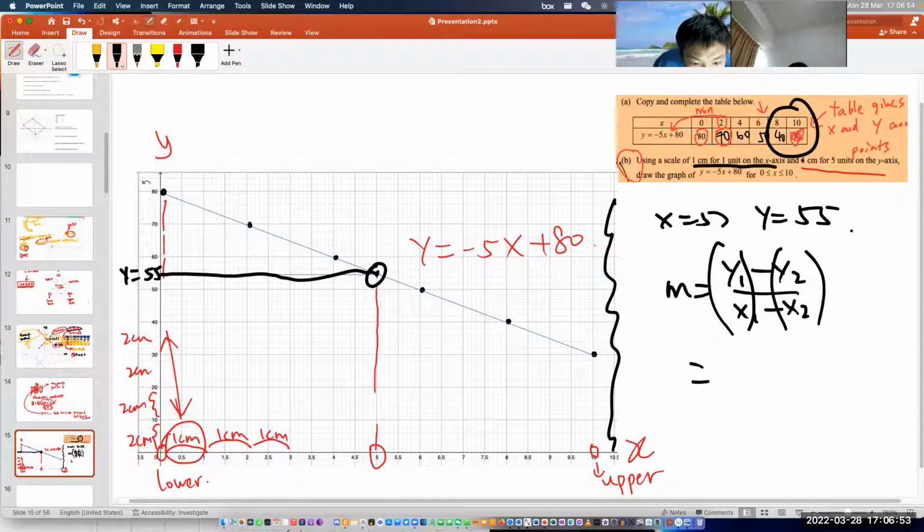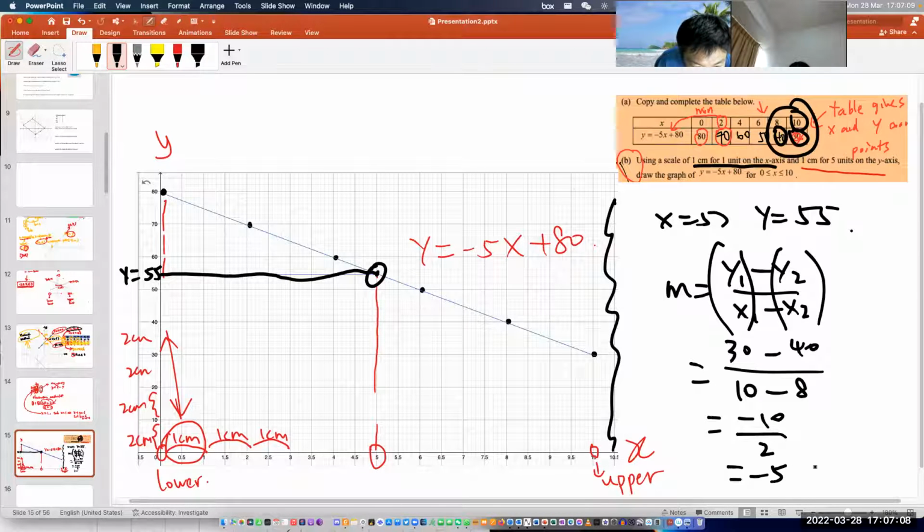Okay. So my y1 is 30. My y2 is 40. My x1 is 10. My x2 is 8. So minus 10 over 2 minus 5. So that's the gradient. Okay. Done. Next.